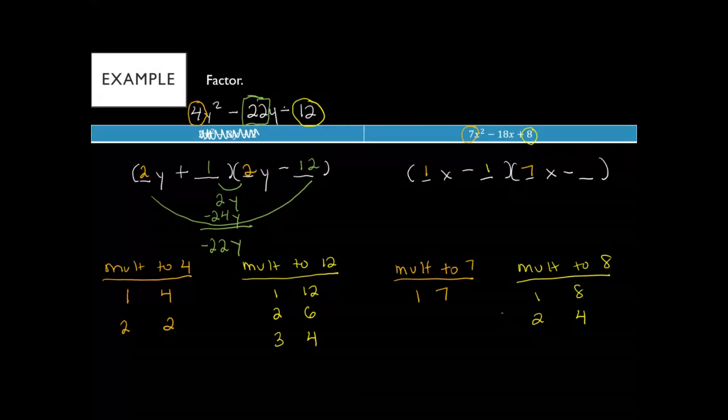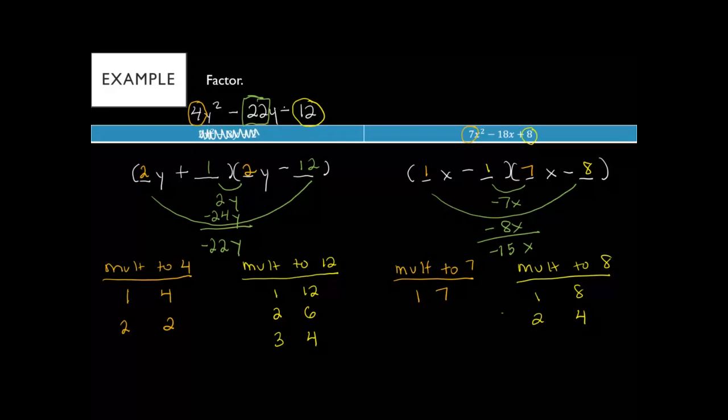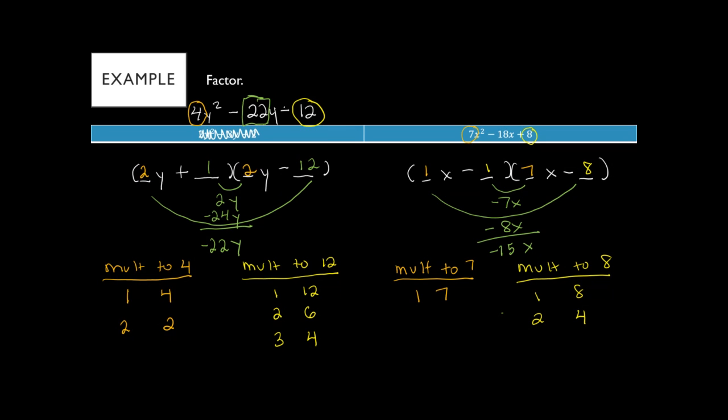And now I'm just going to start plugging in numbers and then seeing if it works. We're trying to get to negative 18 here. So I've got a negative 1 times 7, so that's negative 7x. 1 times negative 8, so that's a negative 8x. Negative 7 plus negative 8 is negative 15x. We want a negative 18x. That doesn't get us 18.